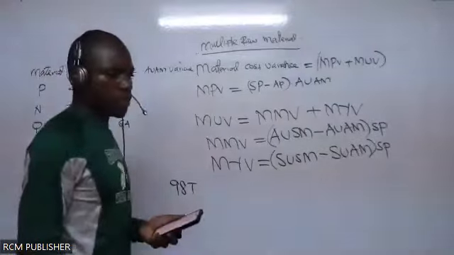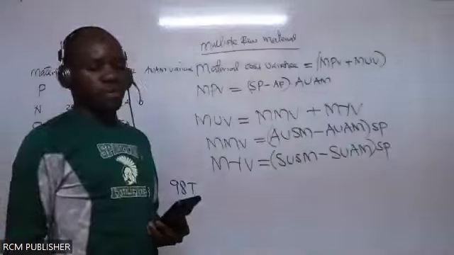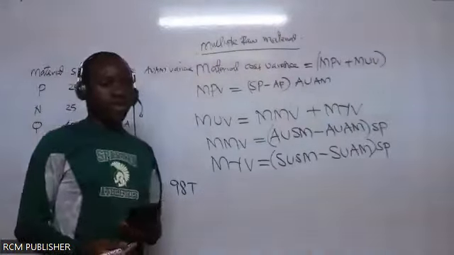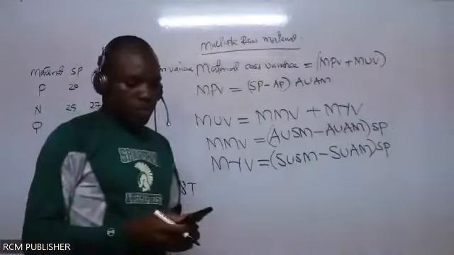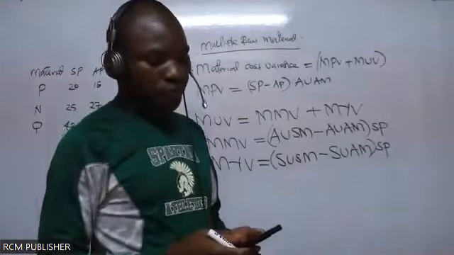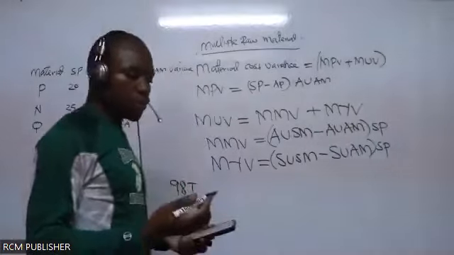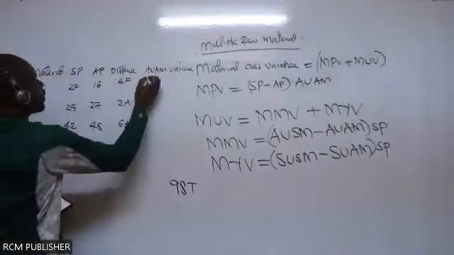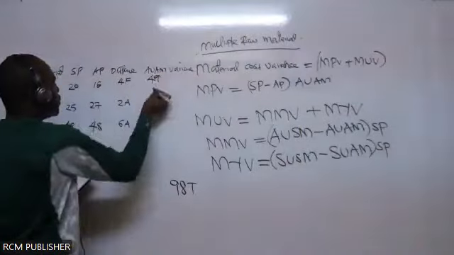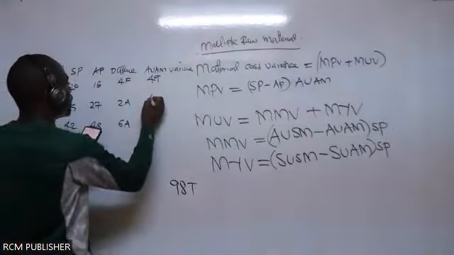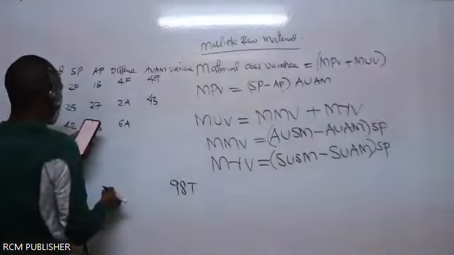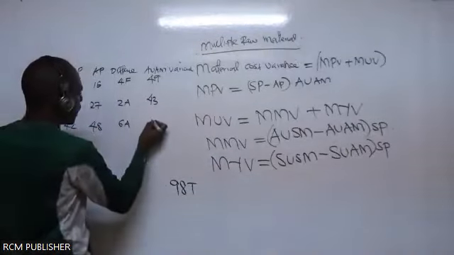Actual results. What do we have for P? Actual results for P is 49 tons. For N is 43 tons. For Q is 8 tons.